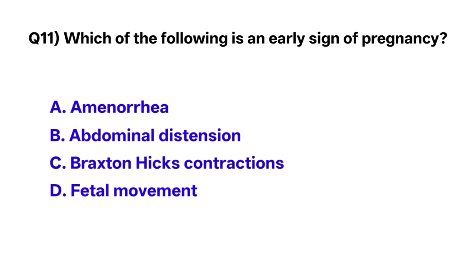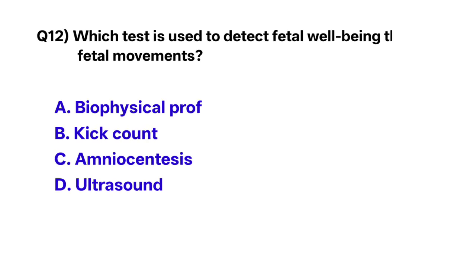Question number 11. Which of the following is an early sign of pregnancy? The correct option is A. Amenorrhea. Question number 12. Which test is used to detect fetal well-being through fetal movement? The correct option is B. Kick count.